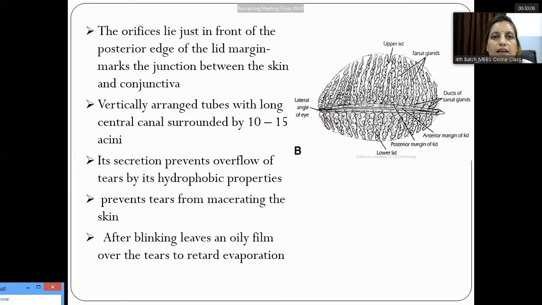The orifice lies just in front of the posterior edge of the lid margin, marking the junction between the skin and conjunctiva, and the glands are vertically arranged tubes with a long central canal surrounded by 10 to 12 acini. Its secretion prevents the overflow of tears by its hydrophobic properties, and it prevents the tear from macerating the skin, and after blinking leaves an oily film over the tear to retard evaporation.